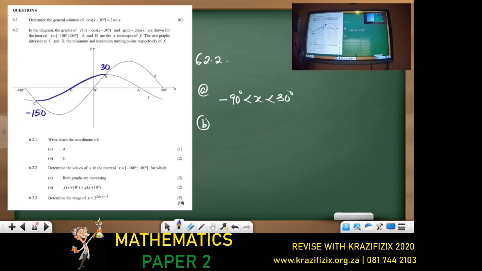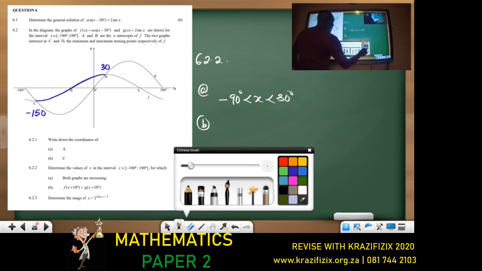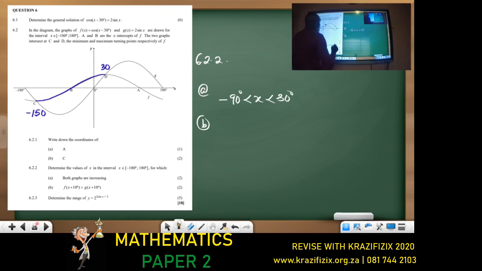But what are we doing to the two graphs? When you say plus 10, we are then shifting to the left. Plus is shifting to the left, by 10 units. What would my answer then be? So look at this. My answer should have been negative 150 less than x less than 30. But if I'm shifting to the left by 10 units, this one now becomes negative 160 less than x less than 20.